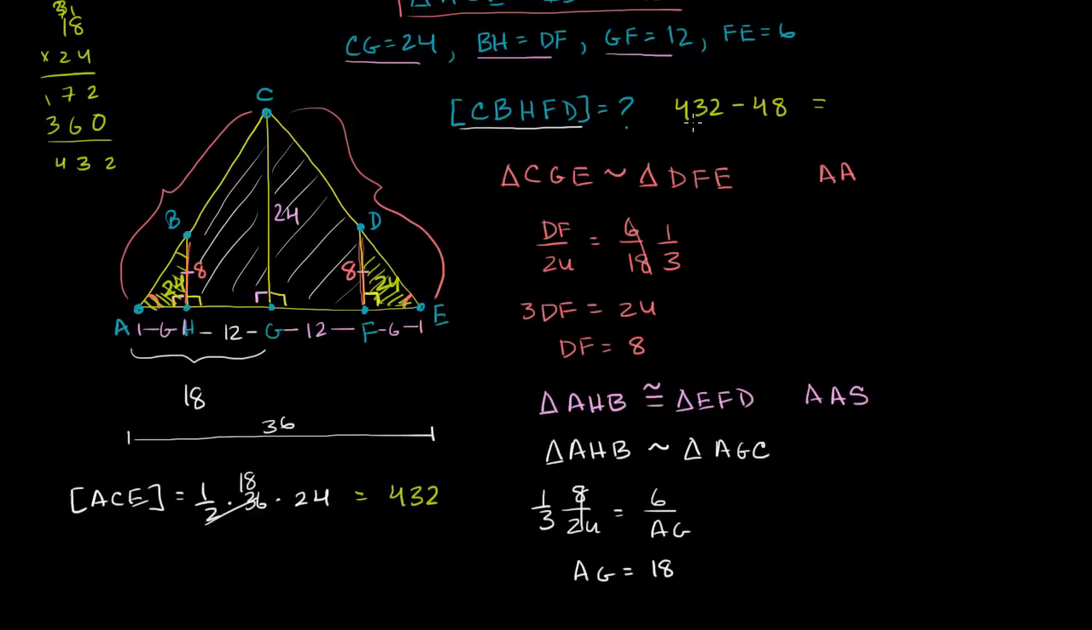Which is equal to, and we can try to do this in our head. If we subtract 32, we're going to get to 400. And then we're going to have to subtract another 16. So if you subtract 10 from 400, you get to 390, and then you get to 384, whatever the units were. If these were in meters, then this would be meter squared. If this was centimeters, this would be centimeter squared.